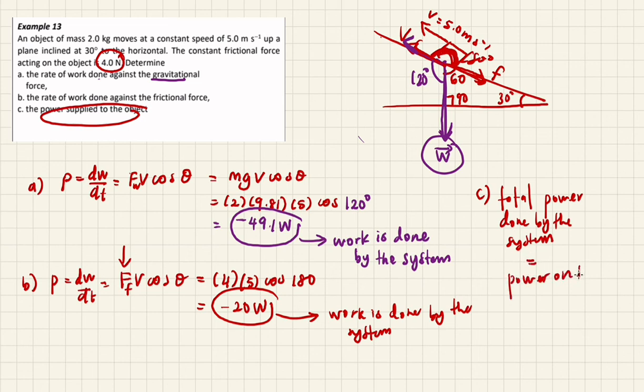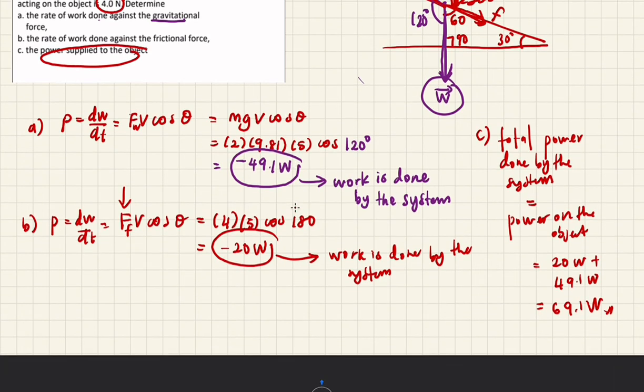Power on the object sebenarnya equals to, so kita akan tambahkan lah, kita akan ambil yang positif sahaja. So yang positif, kita akan tambahkan 20 watts tambah dengan 49.1 watts. So kita akan dapat final answer to be 69.1 watts. So don't worry, yang negatif ni just menunjukkan work done by the system. Tapi sekarang kita tak kisah work done by the system ke work done on the system ke, kita nak total power of the object. So kita ambil yang positif sahaja. So that is example number 13.